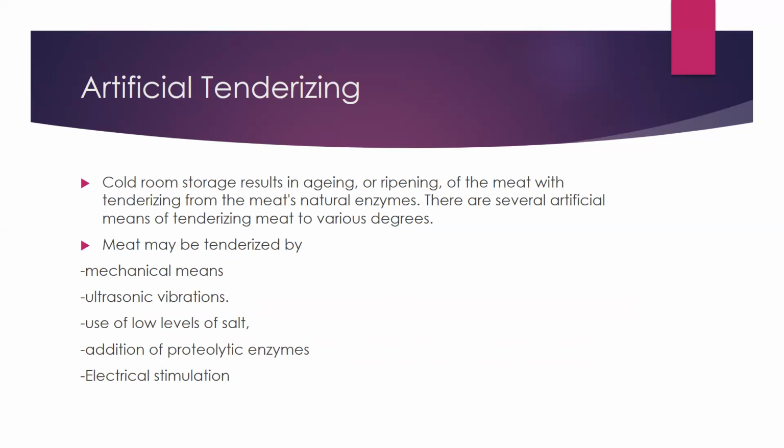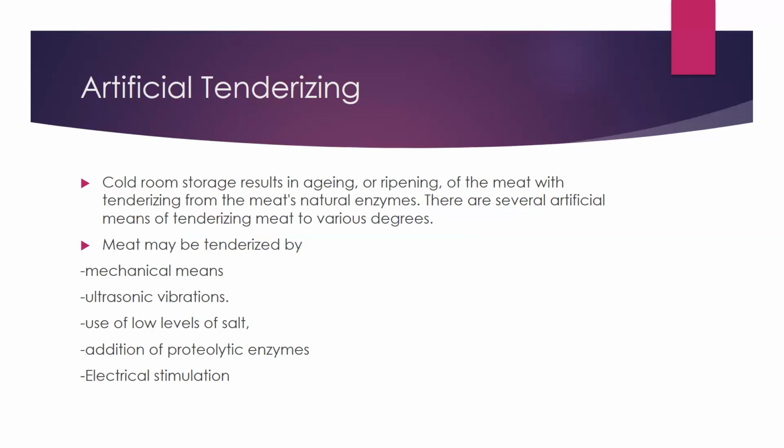Cold room storage results in aging or ripening of the meat with tenderizing from the meat's natural enzyme. There are several artificial methods of tenderizing meat to various degrees. So, cold room storage helps in the aging or ripening of the meat from its natural enzyme. There are other methods of tenderization as well, such as the first one, mechanical means. So meat may be tenderized by mechanical means.